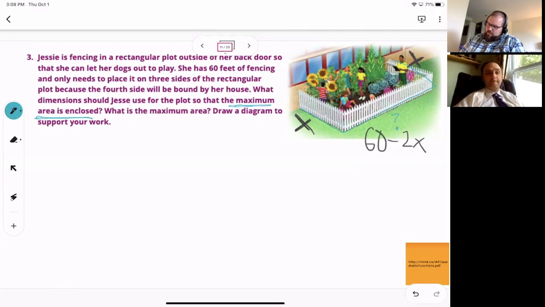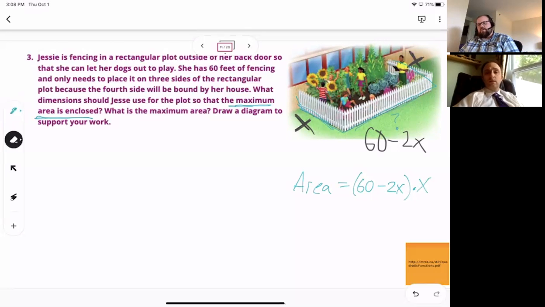Oh, okay. So if this is our base, my area equals my base, I'm going to put this in parentheses, 60 minus 2x, and this is going to be our height times x. So that would be an area equation for us.